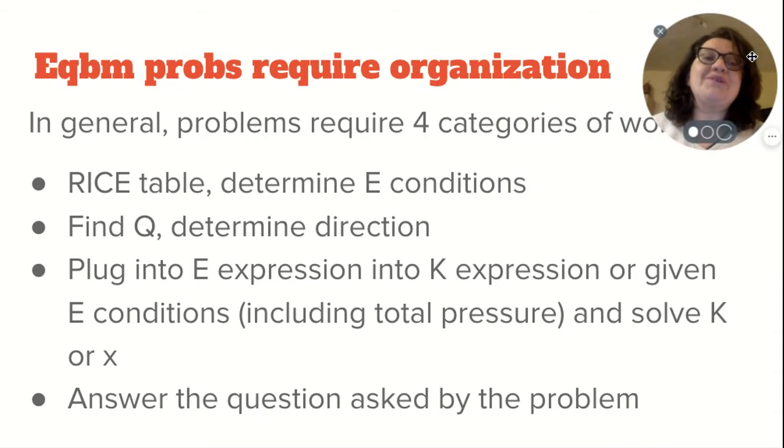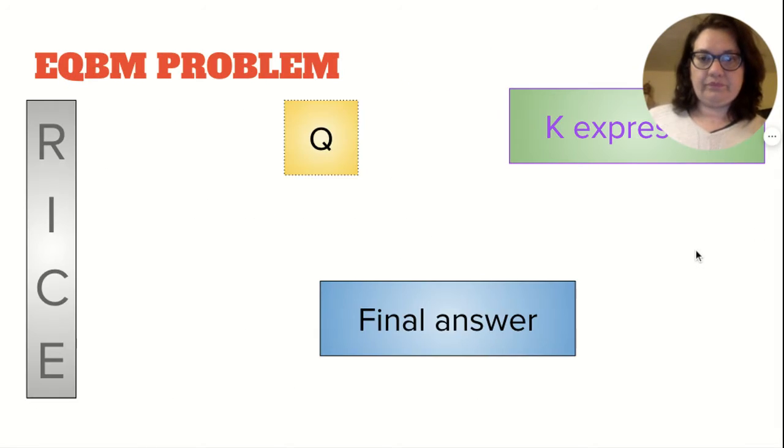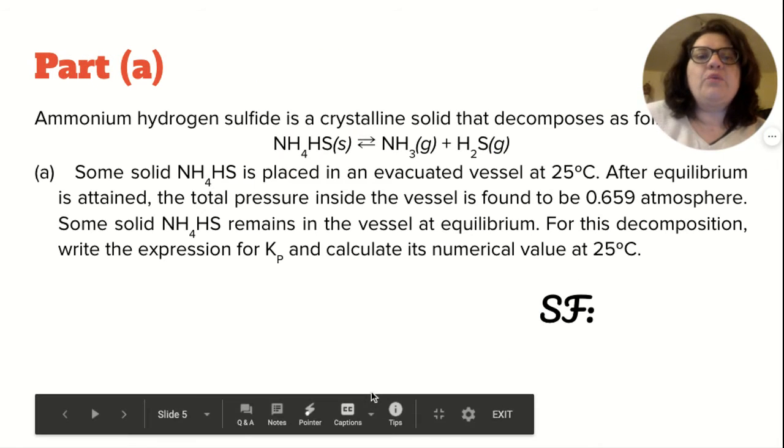And we're going to make sure that we are answering the question asked by the problem, because there are many things to answer along the way. Okay, so again, these are the 4 different areas that you have to keep track of: RICE, Q, K, and then your math work. So let's get started with part A.